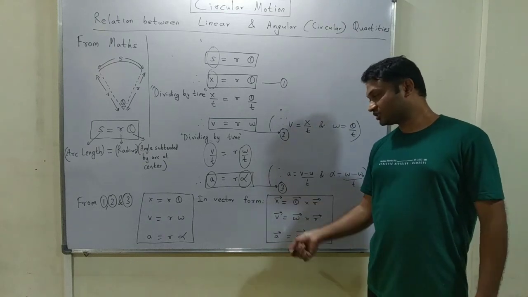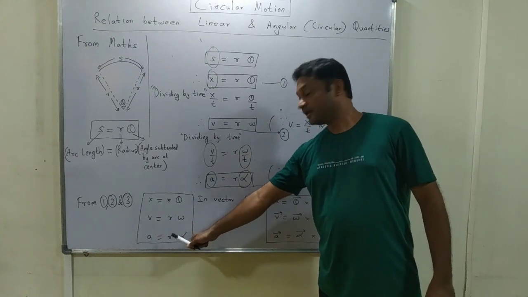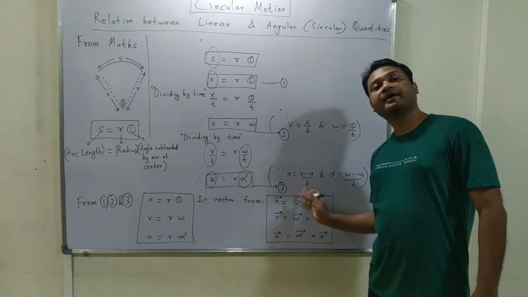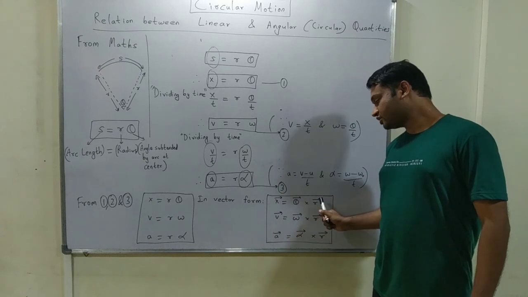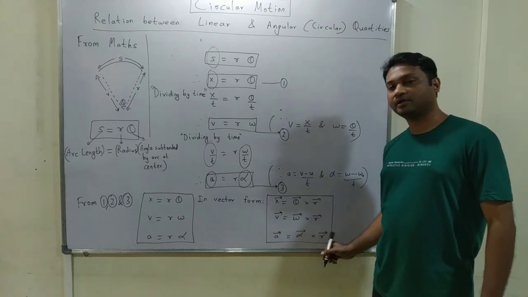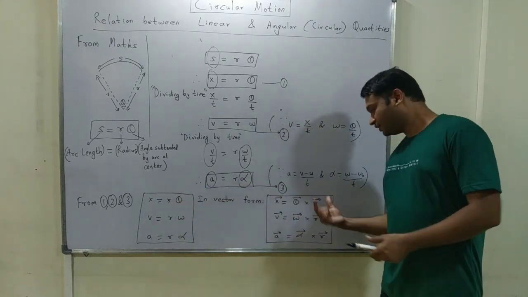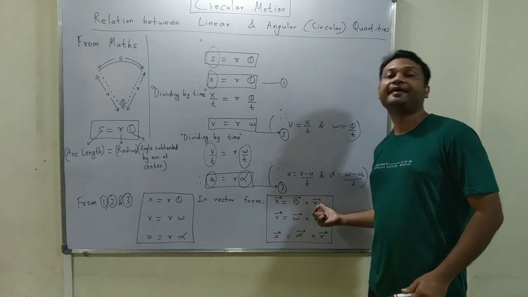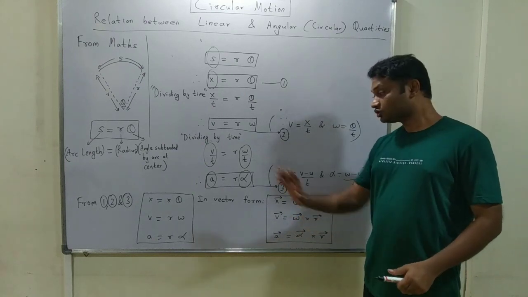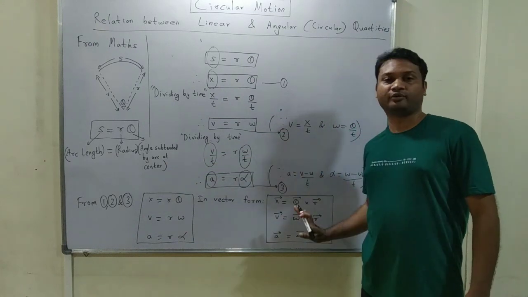So are these three relations clear? X is r theta, v is r omega, a is r alpha. In vector form, it becomes reverse. X is equal to theta cross r, v is equal to omega cross r, a is equal to alpha cross r. This table and this table are almost same, except that we have reversed the angular quantities and radius. So this is the relation between linear quantities and angular quantities.